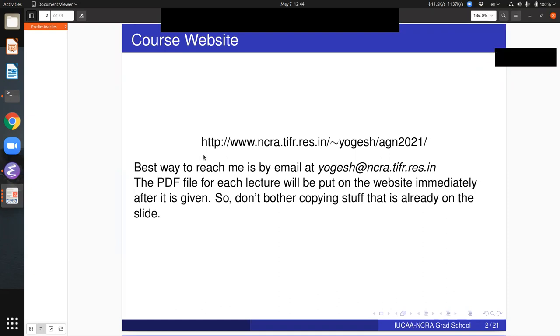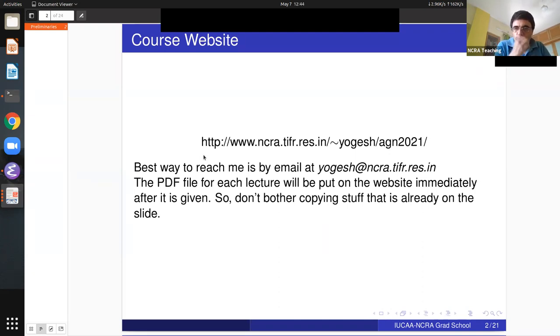Great. So there you will find the PDFs of the lectures. I'll also put the recordings of the lectures, and the two assignments that you're going to get will also be put there. And there's a list of books. I'll also put in a list of important research papers. Many of these will be from the list of seminar papers.